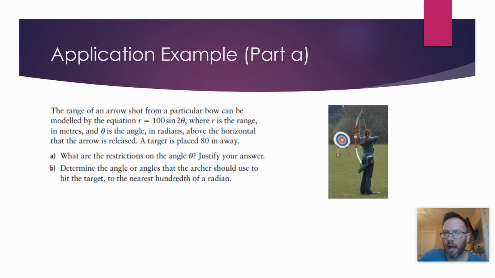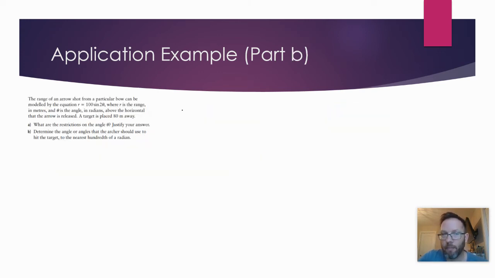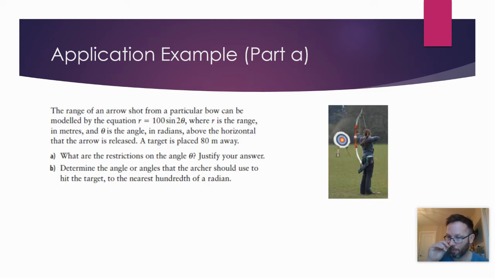So a classic application of trig equations is from physics, and specifically projectile motion. You can show that the horizontal range of an object, when you launch it from one height and it lands at another height, involves the sine of 2 times the launch angle. So here the range, which is how far away our arrow is going to fly, is given by 100 times the sine of 2 times the launch angle.